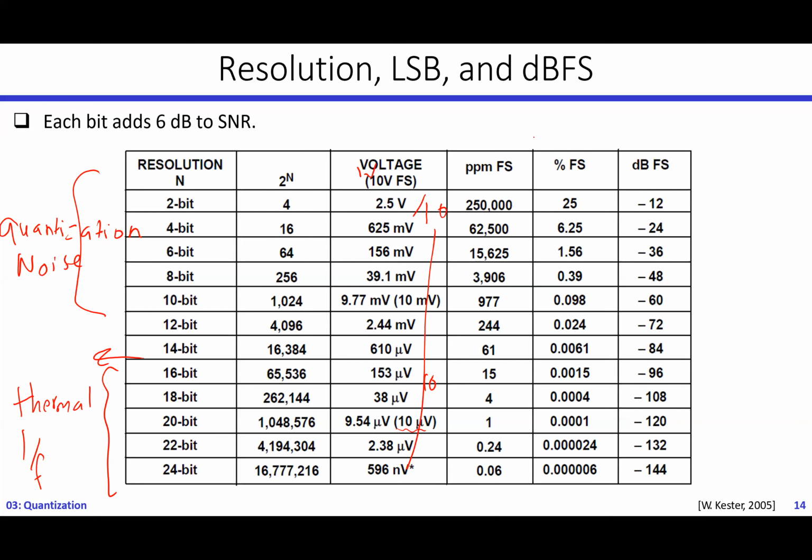Now this is showing you the percentage versus V full scale. So if I have, as we just said, 2.5 volts divided by 10 volts, it's just 25% of your V full scale. And this is the parts per million, just multiplying the percentage by 10 to power 6. And dB full scale means how much dB difference there is between this value and the V full scale.